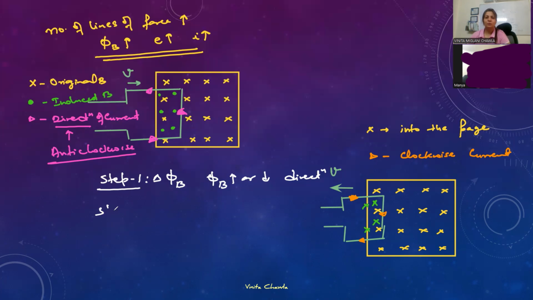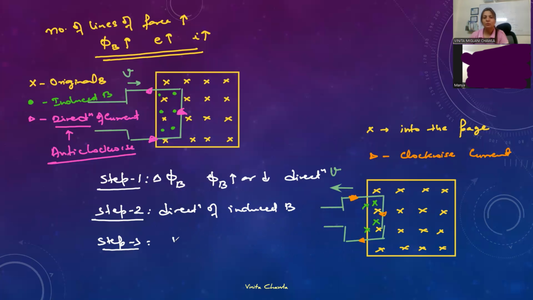And in step 2, what will you write? In case you get a question like this, first you have to tell whether the flux is increasing or decreasing and the direction of the magnetic flux, right? Second, you will find the direction of the induced magnetic field. And from the direction of the induced magnetic field, using the right hand coil rule, you will get the direction of induced current in the third step.